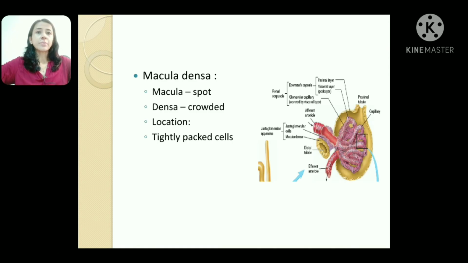Second variety of cells are macula densa cells. Macula means spot and densa means crowded. These are specialized renal tubular epithelial cells and they are present at the end of the thick ascending limb of the loop of Henle and the distal convoluted tubule. These cells are tightly packed cells.